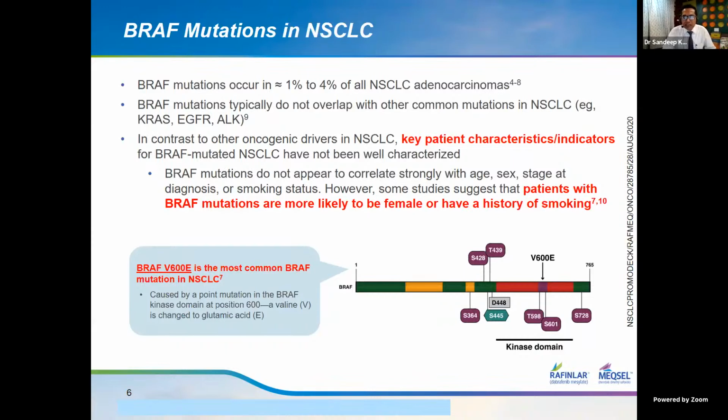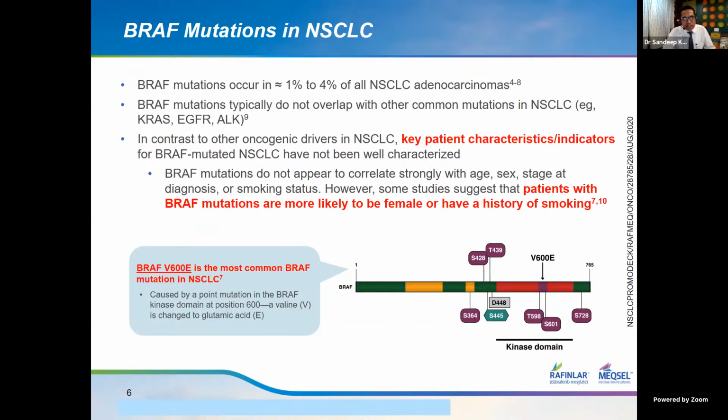In contrast to the other oncogenic drivers, the key patient characteristics or indicators have not been well characterized. BRAF mutations do not appear to correlate with age, sex, stage of diagnosis, or smoking status, as we have seen with other mutations like EGFR and ALK, which are more predominantly seen in the female sex as well as in non-smokers. Some of the studies again suggest that BRAF mutations are likely to occur in females or those who have a history of smoking.